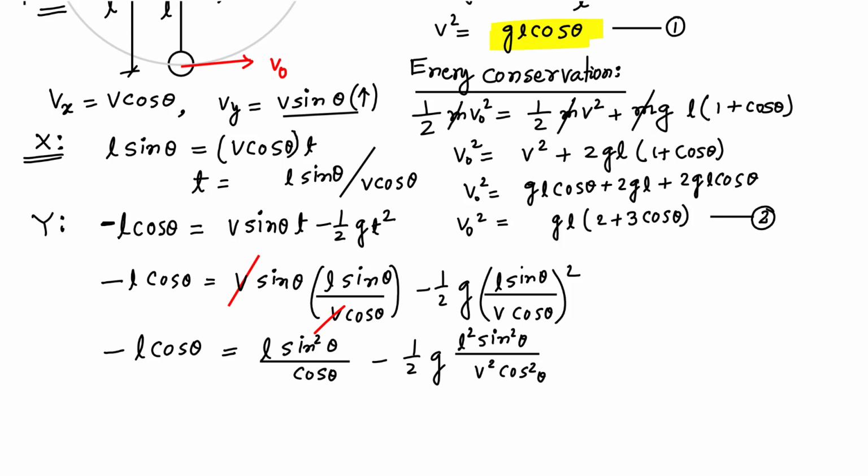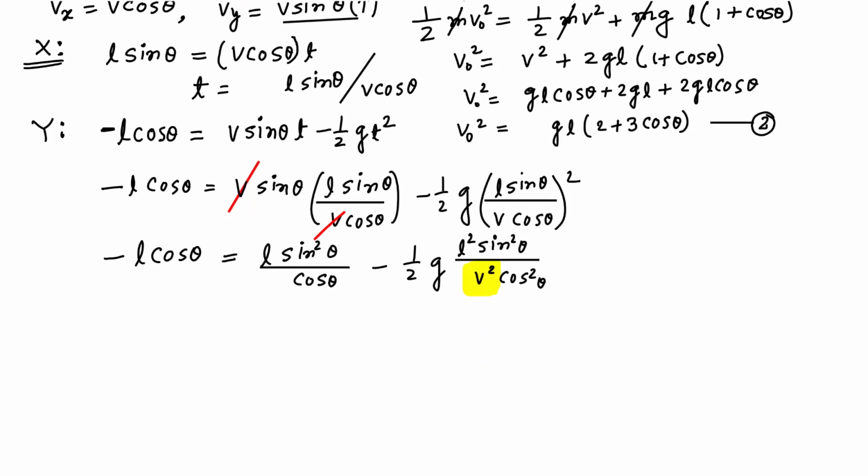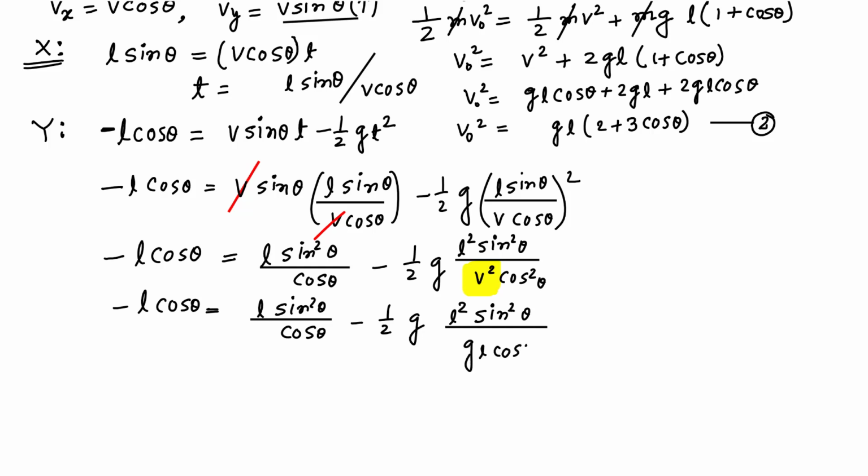Now we already calculated the value of this term, that is b square. B square was this term, that is gl cos theta. So we can plug this value here. So now if I plug b square equals to gl cos theta, this will be L sin square theta divided by cos theta minus half g L square sin square theta, and v square is nothing but gl cos theta. So this becomes gl cos theta, and this multiplied by cos square theta.